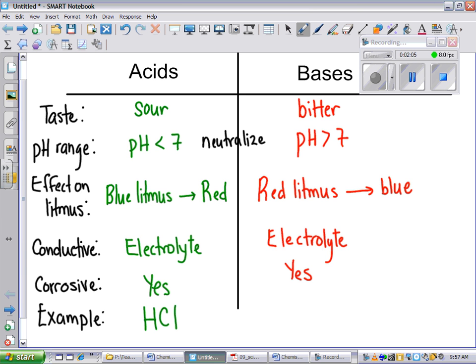Finally, an example of an acid and a base include hydrochloric acid for an acid, and generally non-organic acids start with a hydrogen. An example of a base that you'll see often in Science 30 is sodium hydroxide.